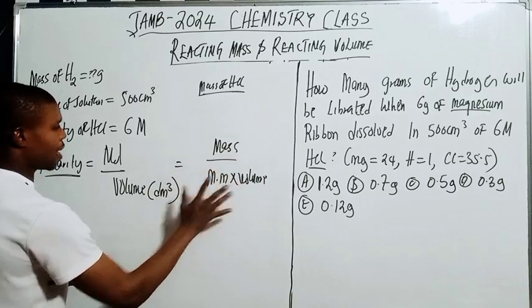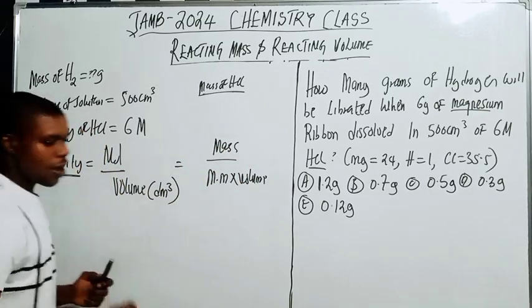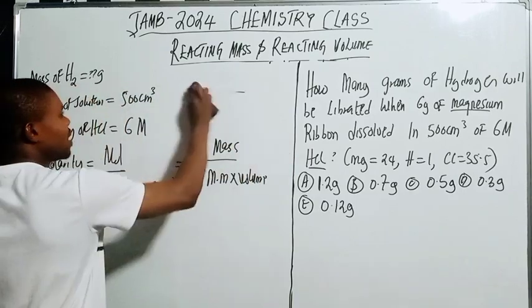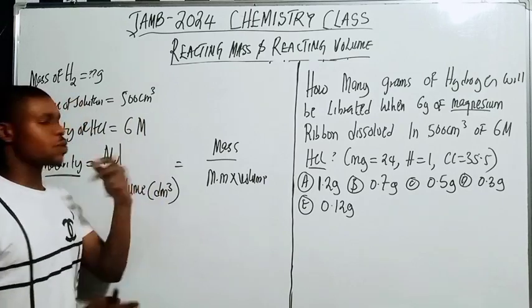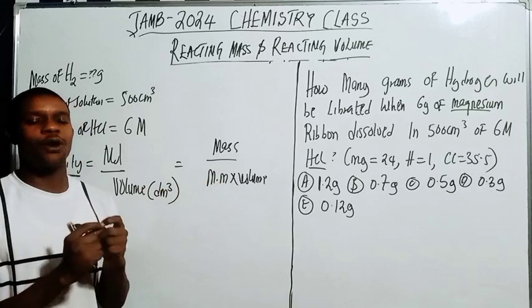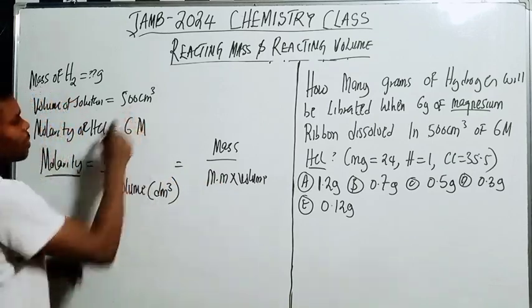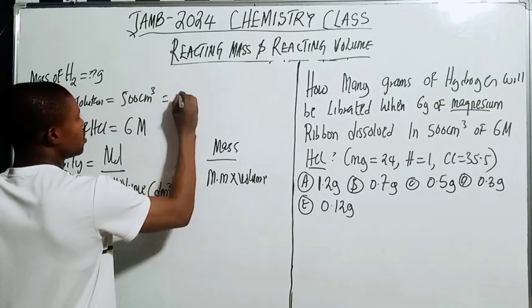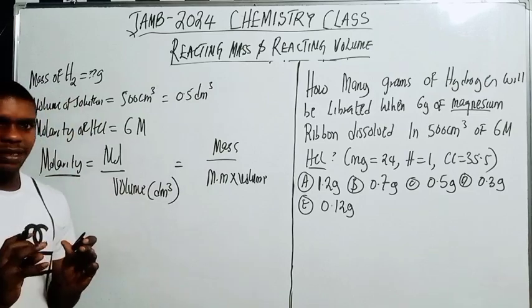So if, for example, here, this volume must be what? dm cube. So how do you convert this volume to dm cube? You divide by what? 1000. Do you understand? So whenever you're converting cm cube to dm cube, you only divide by 1000. So when you divide it by 1000, what are you going to get? 0.5 dm cube. Do you understand?